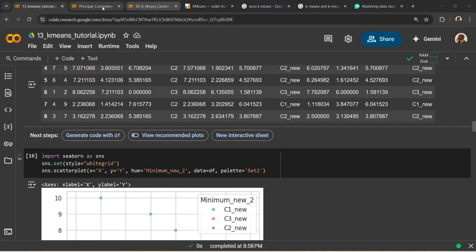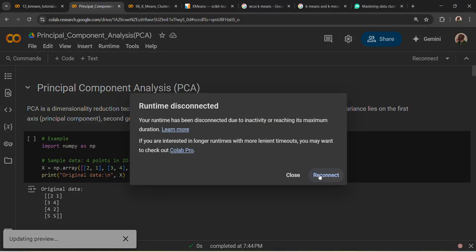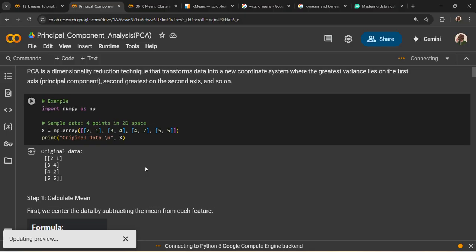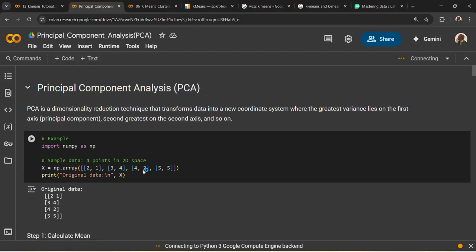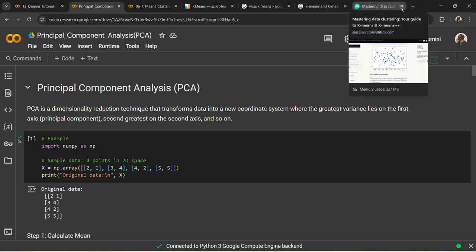Welcome again. Now we will discuss principal component analysis. So, principal component analysis is a dimensionality reduction technique. Dimensionality reduction technique means where you're going to reduce the dimension from, let us say, three-dimensional to two-dimensional and two-dimensional to one-dimensional. Okay. So, what are the advantages of doing this?